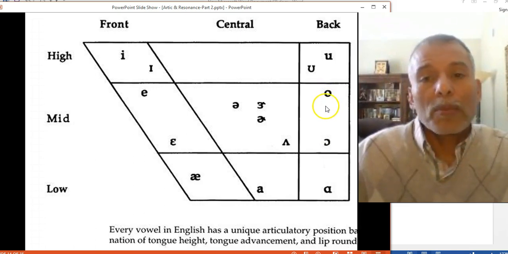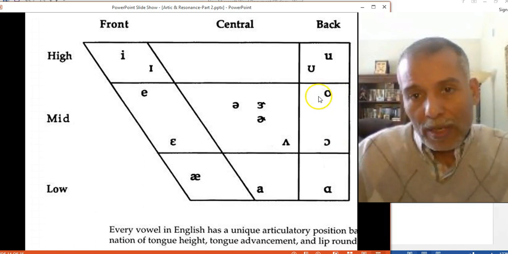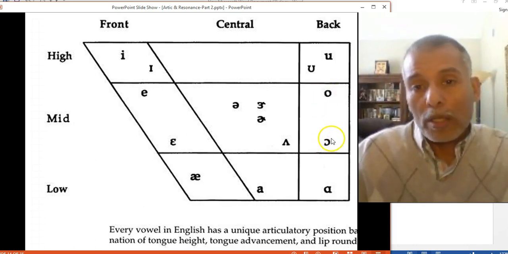We have to say something to make them distinguished from each other. We simply add to this category here. Both of them are in this category, but we say, where in this category? You notice one is placed above. The tongue is higher for one, and for the other, the tongue is lower.